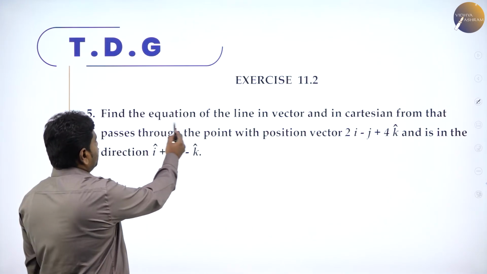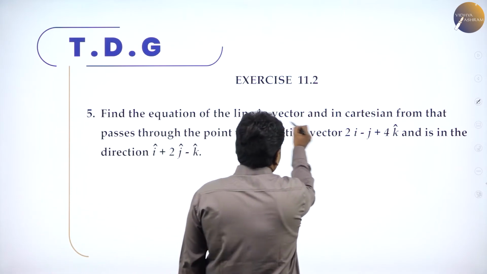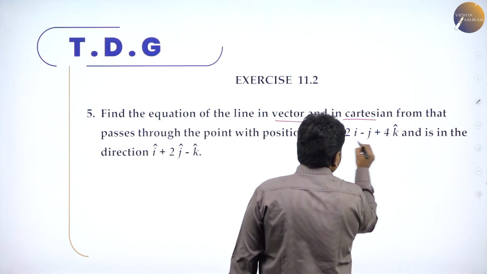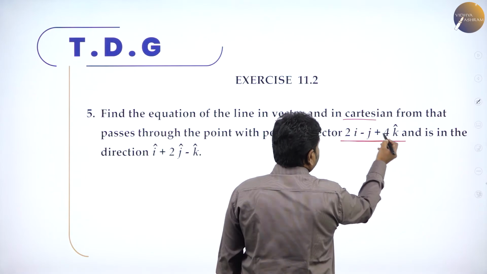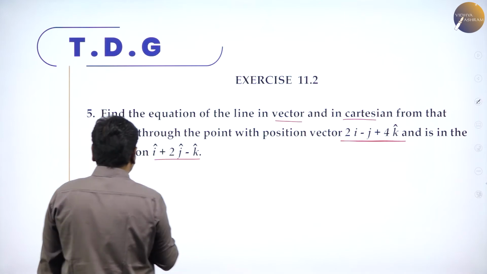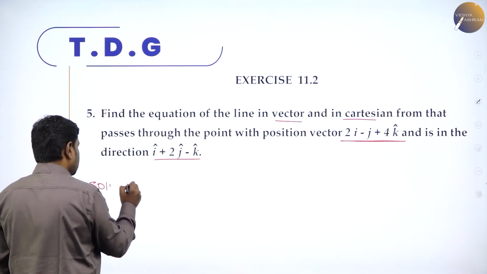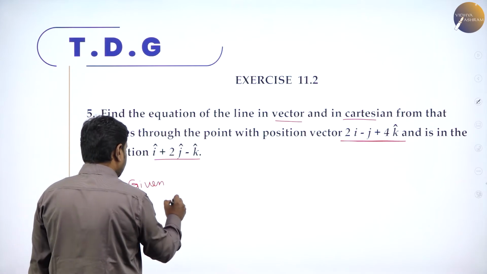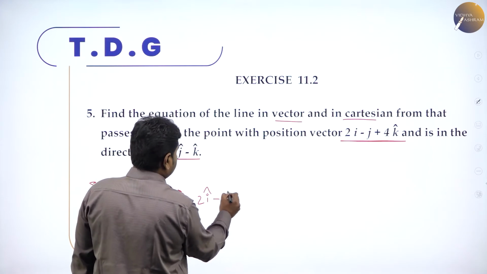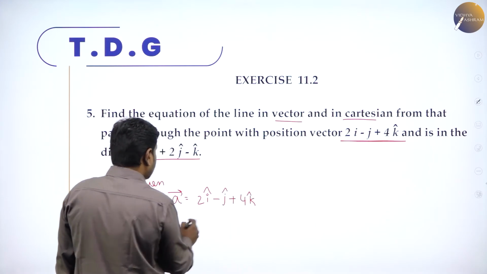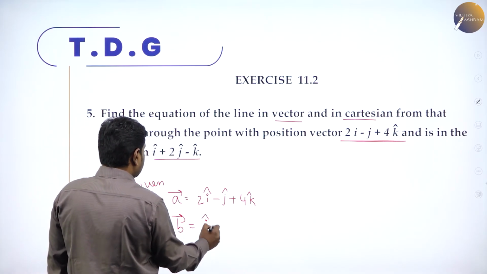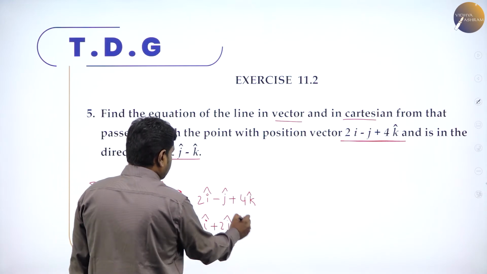Next, find the equation of the line in vector and Cartesian form. Here they are mentioning the form. The line passes through the point with position vector 2i cap minus j cap plus 4k cap, and is in the direction of i cap plus 2j cap minus k cap. So vector A is the position vector of the point, 2i cap minus j cap plus 4k cap, and the parallel vector is i cap plus 2j cap minus k cap.